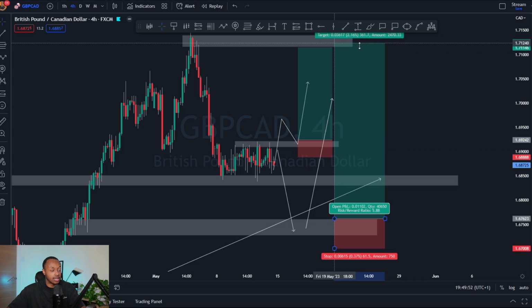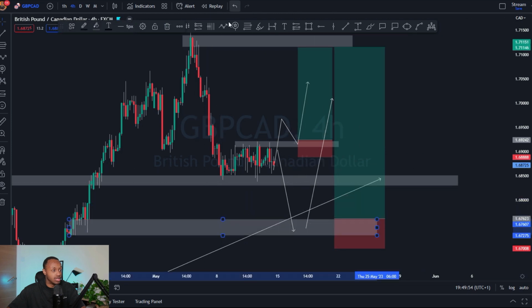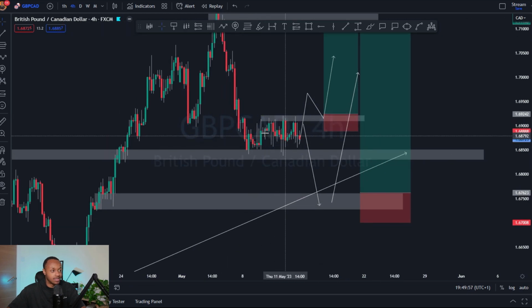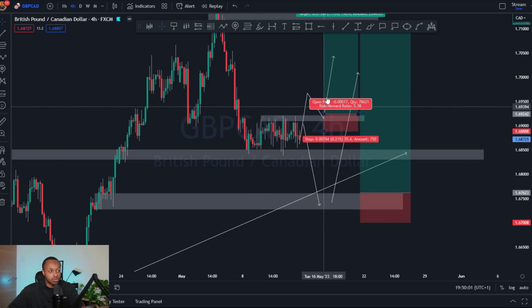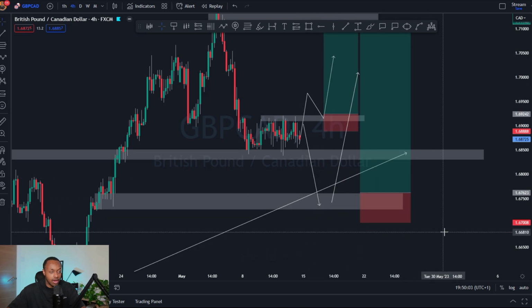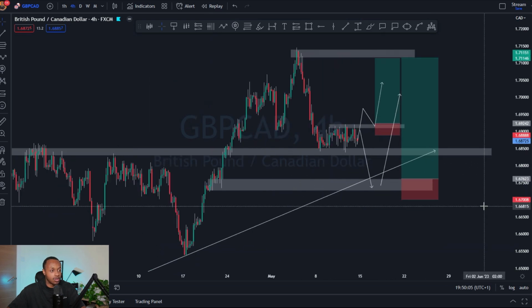So yeah, pound CAD, looking at some buys from both of these two areas, but we do need to clear out that consolidation. Trading this area is kind of 50-50, and we've got a lot more confidence if price breaks it and gets the retest, or price comes deeper into this zone. So that's what I'll be looking at for pound CAD.